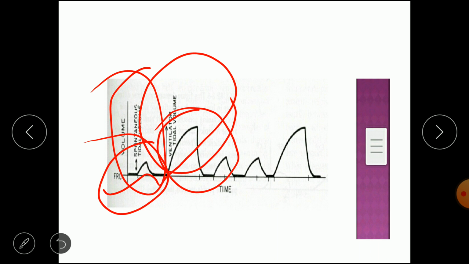So in AC mode, what is different? The patient just initiates a breath and then the ventilator provides all the breaths. But in this mode, spontaneous breathing also continues along with machine ventilation. So it's a benefit of intermittent mandatory ventilation.